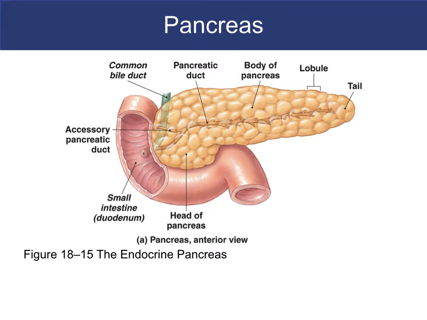So here's what it looks like. The pancreas has got a head, a neck, a body, and a tail. The spleen lives right over here by the tail.